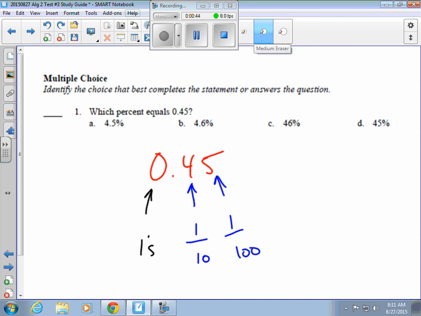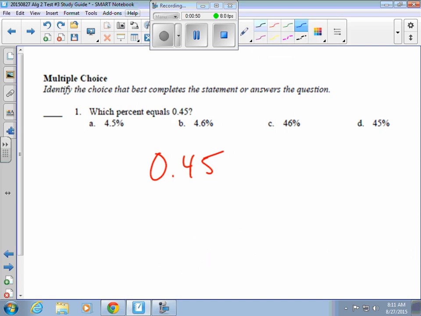Another way most people do it when they look at a number like this is they just move the decimal over. They know that to go from decimals to percents, you move the decimal 2 times to the right, 1 time, 2 times, and you get 45%. D.